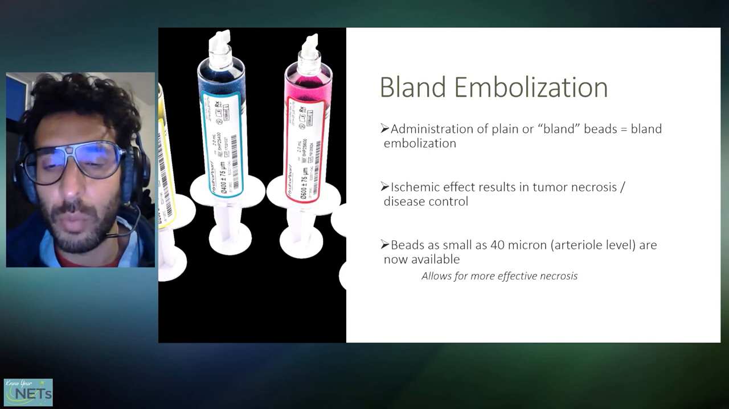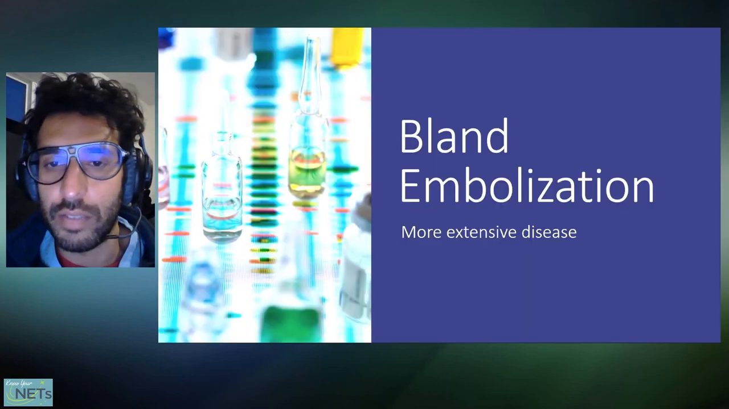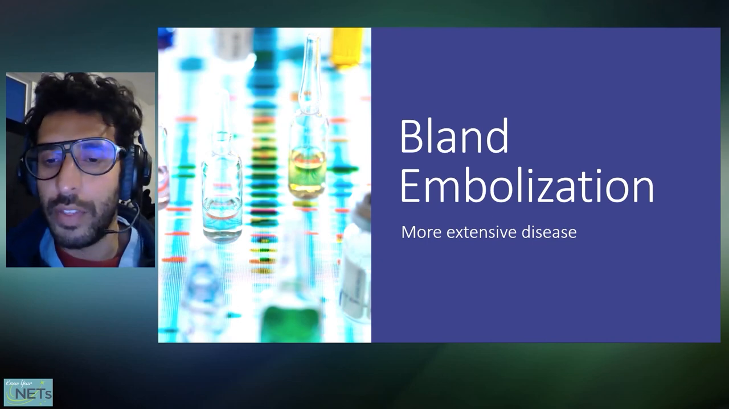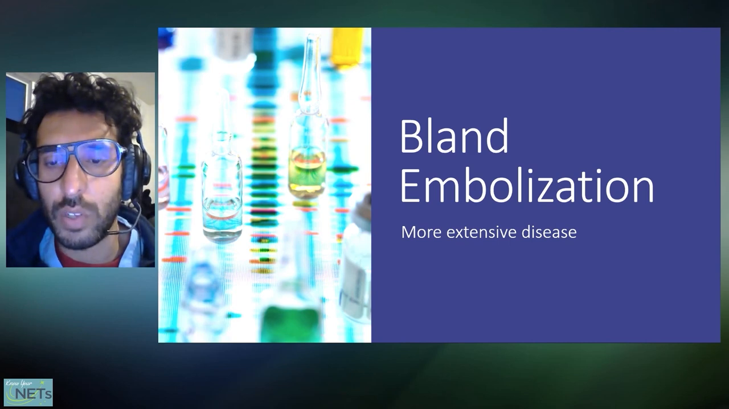And we can actually put in really, really small beads, as small as 40 microns. So they're really, really tiny, and they go all the way to the really small arteries that feed the tumor. And so it really gives us a good tumor kill. And typically, we use bland embolization for neuroendocrine cancer patients because their livers are much healthier and the prognosis for neuroendocrine cancer is much better. So we want to be able to do something that's better tolerated by the liver itself.